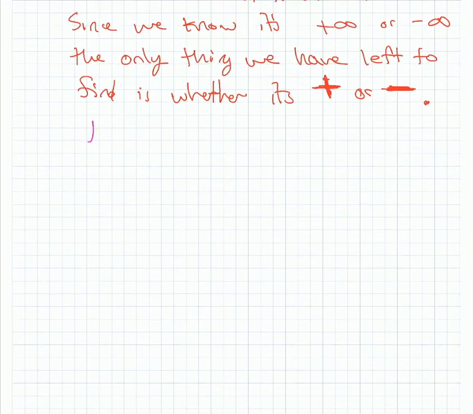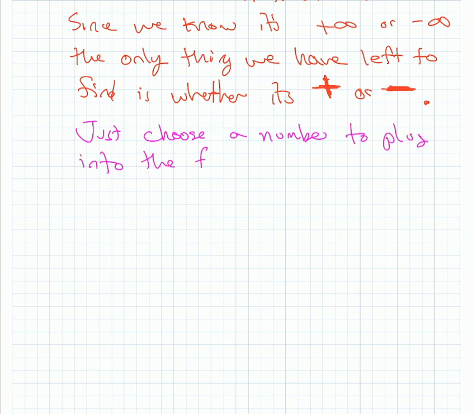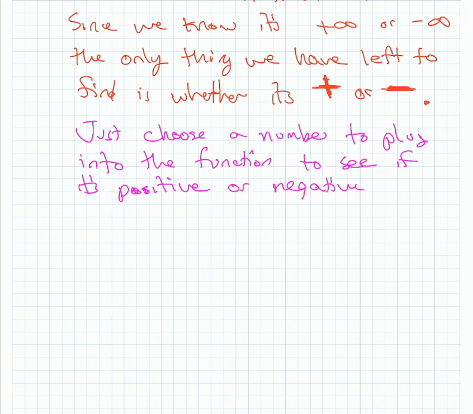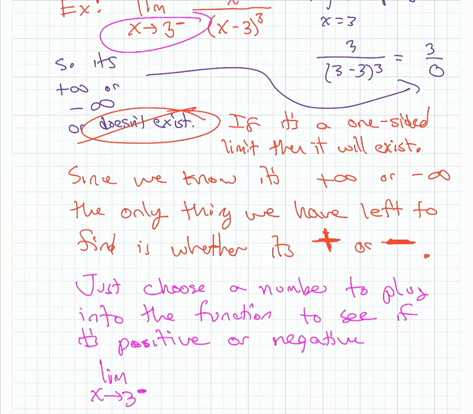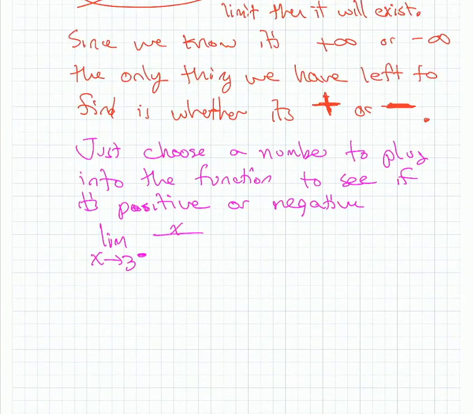So just choose a number to plug into the function to see if it's positive or negative. Now, the homework might tell you more complicated ways to do this, but this is going to be the easiest way. So again, the limit that we were solving was the limit as x goes to 3 from the left of x over x minus 3 cubed.